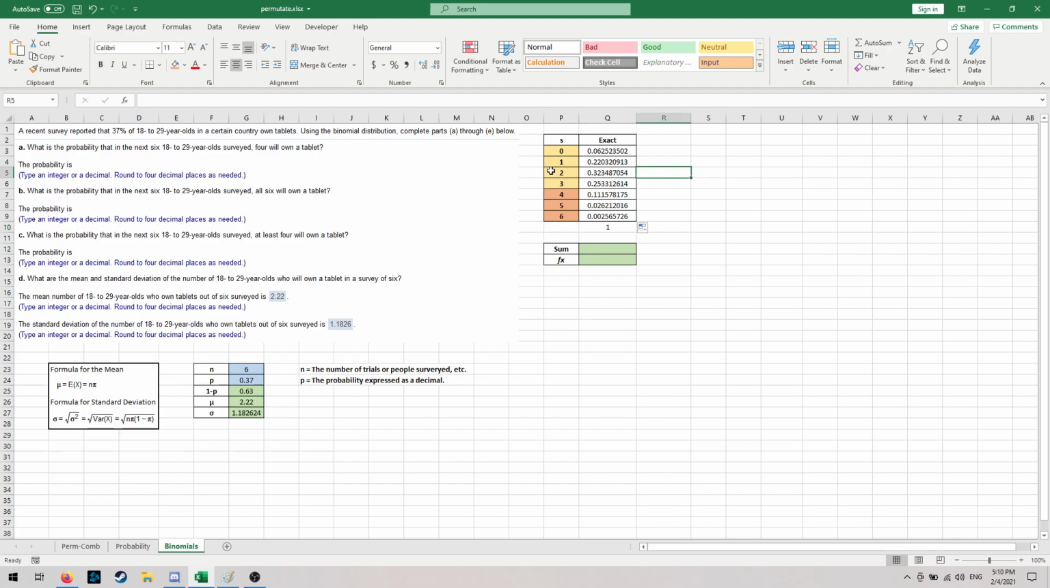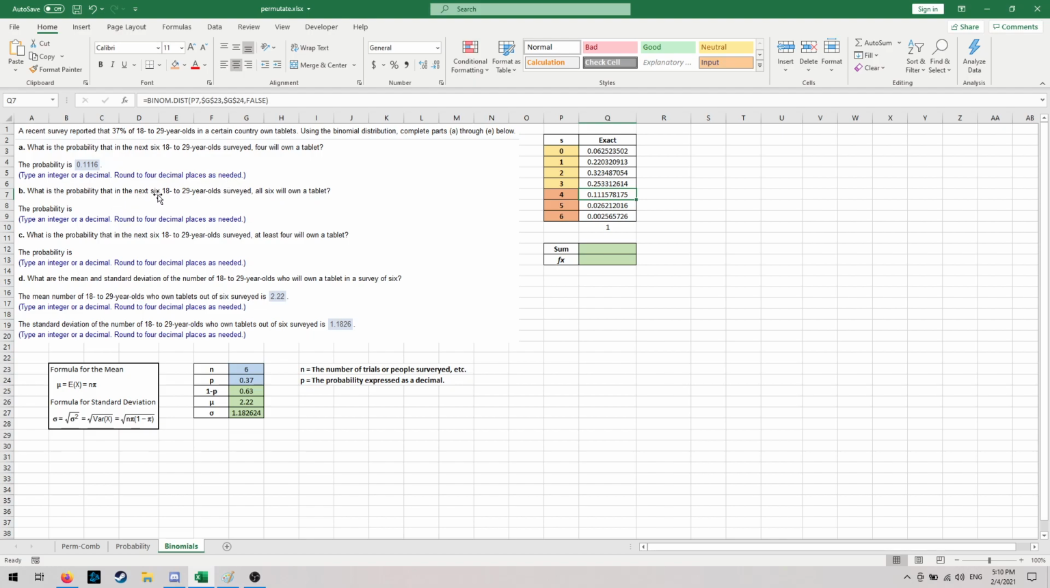So now the question is asking us, what is the probability that 4 people own a tablet? Well, we can look right here in our chart, and that will tell us the probability. It's 0.11578175. But we're going to round it to 4 decimal places. And we can see that's the right answer.